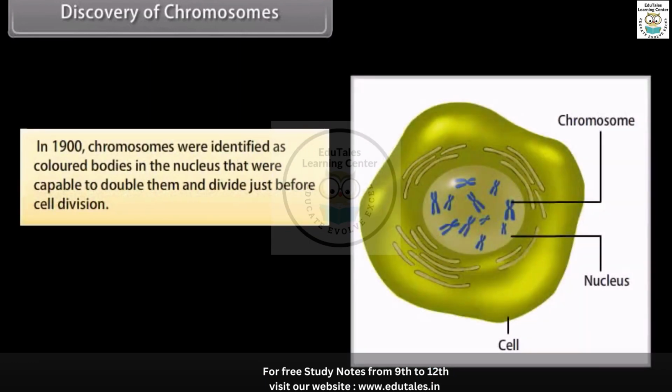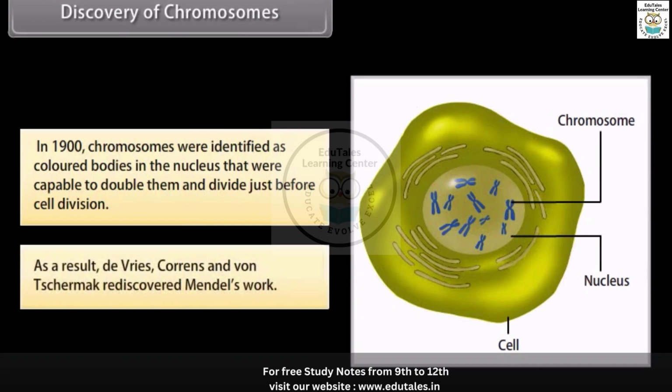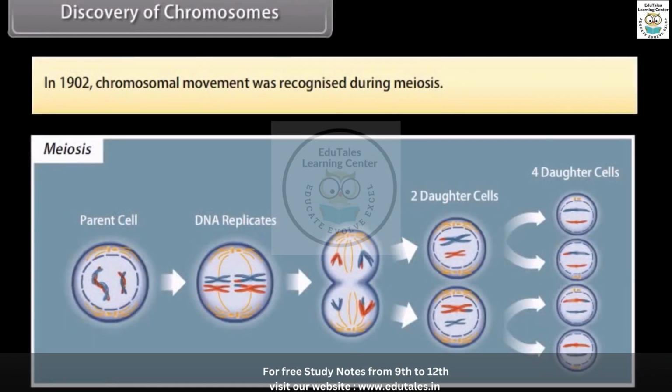Discovery of chromosomes. In 1900, chromosomes were identified as colored bodies in the nucleus that were capable of doubling and dividing just before cell division. As a result, de Vries, Correns, and von Tschermak rediscovered Mendel's work. In 1902, chromosomal movement was recognized during meiosis.